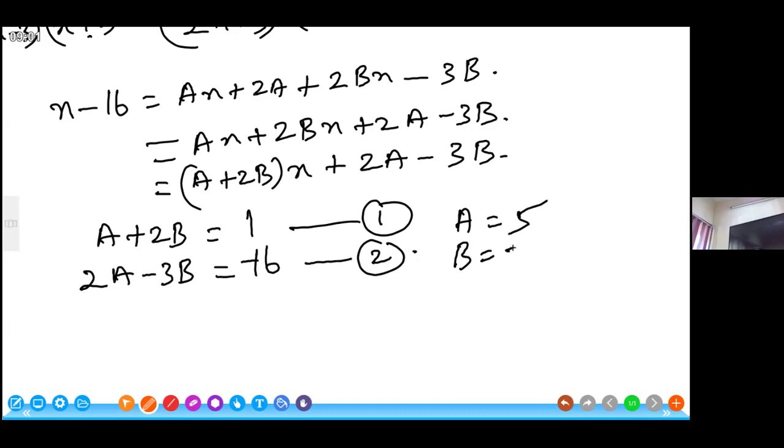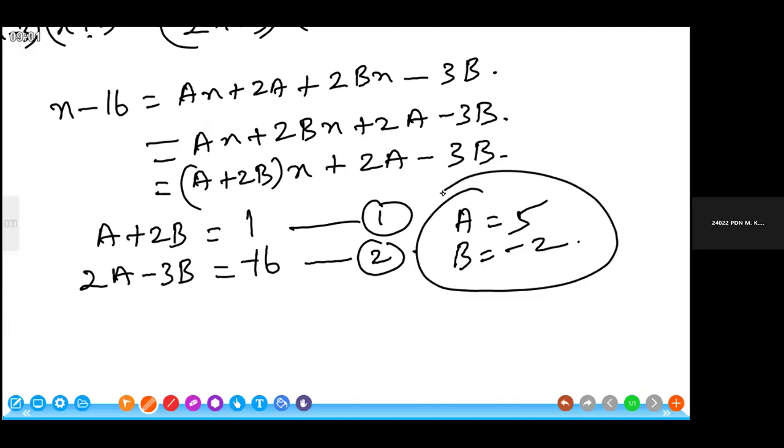I'm getting an answer like this: a is equal to minus 3, b is equal to 2. I'm getting a different answer. That is also: a is 5, b is minus 2. Yeah, that is right. This is my answer. Okay, so 5 and minus 2.